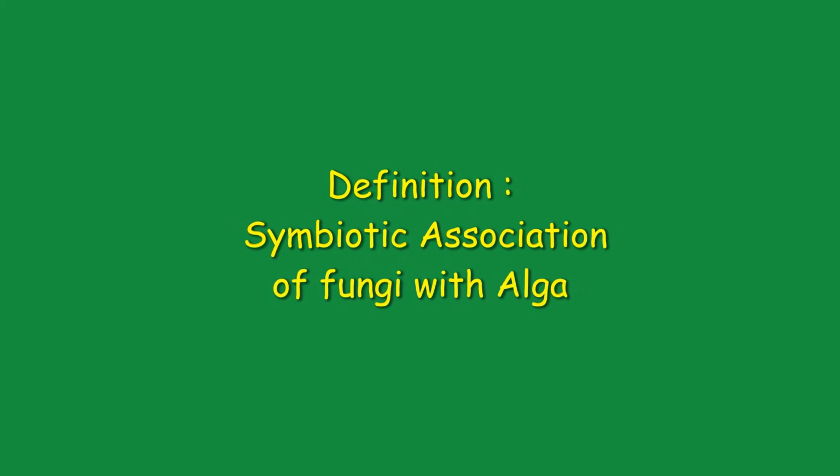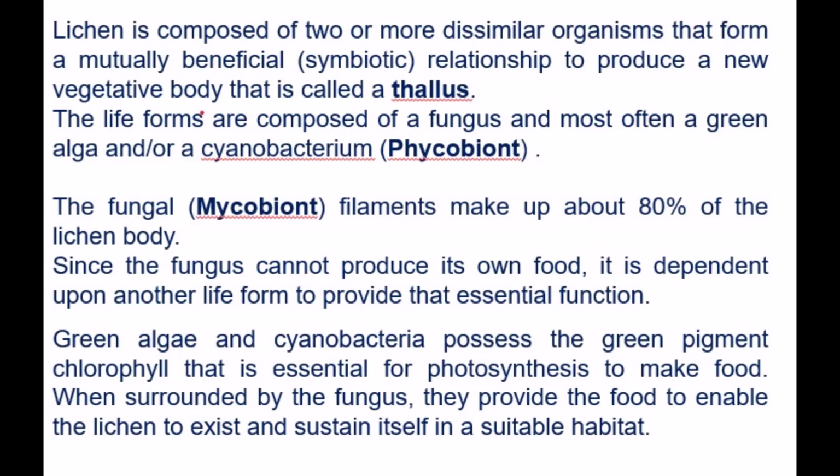What are lichens? Lichens are an association of fungus with alga. This association is symbiotic and mutual, where both the organisms derive mutual benefit from each other. The fungal partner is called the mycobiont, while the algal partner is called the phycobiont. Both these partners associate to form the so-called lichenic thallus.